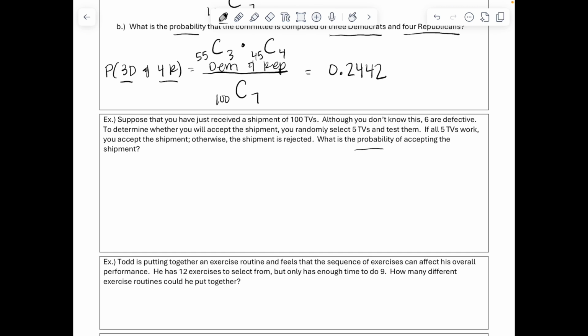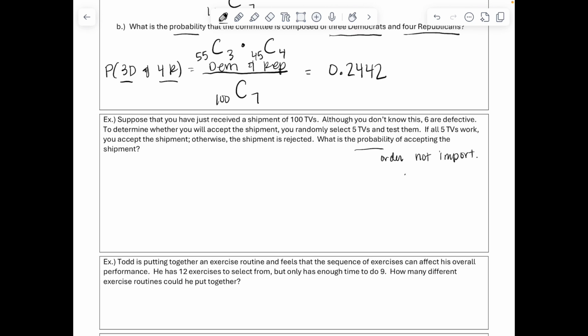So again, just like above, where we had Democrats and Republicans, this one we have TVs that are working and TVs that are not working or that are defective. And so for this, order does not matter. The reason why order is not important is because when you select them, you are testing them. So you would select 5 TVs and test them. It doesn't matter if it's the first one to be tested or the 5th one to be tested. It's all going to have the same result.